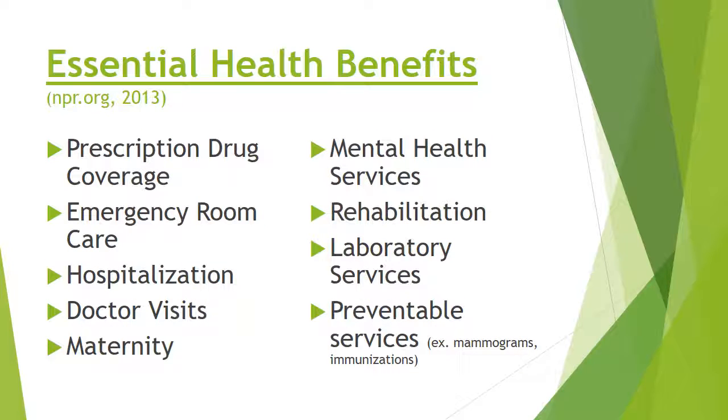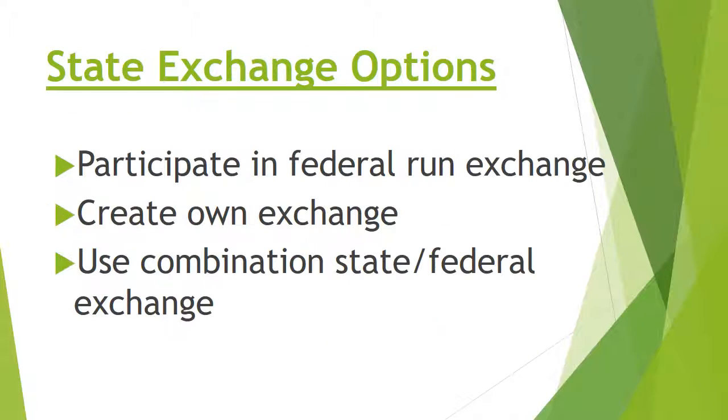Both state and federal exchanges must offer essential health benefits, such as prescription drug coverage, emergency room care, hospitalization, doctor visits, maternity, mental health services, rehabilitation, laboratory services, and preventative care services. Each state has the option of participating in the federal-run exchange program, creating their own state-run exchange program, or combining some state services with federal assistance.